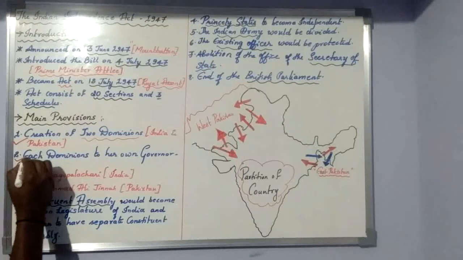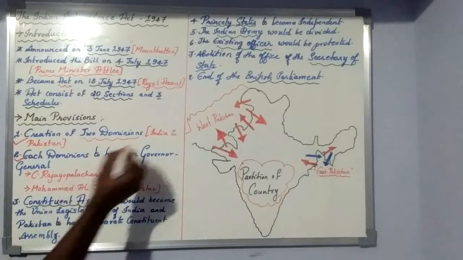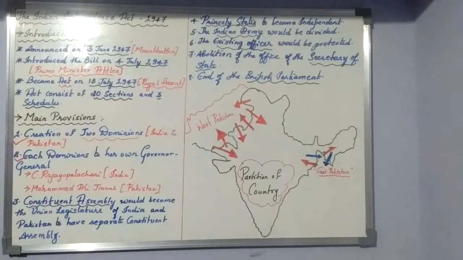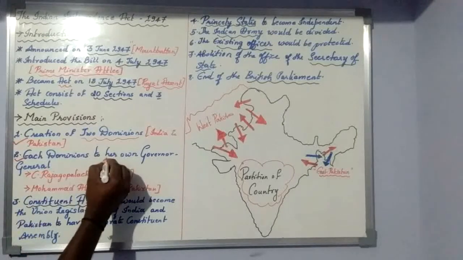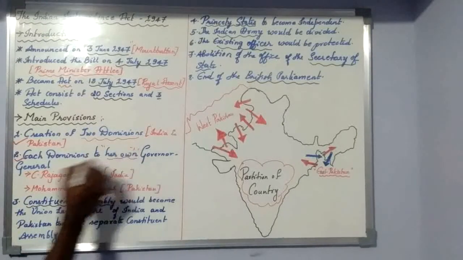The second provision says each domain, that is India and Pakistan, is to have its own Governor General.